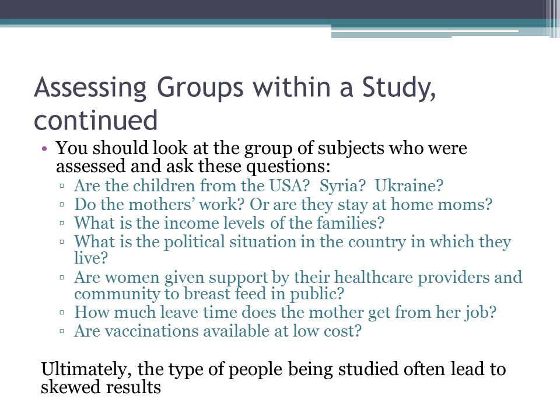So when we're looking at a study, what we really have to identify are the groups that are being studied, because ultimately the type of people being studied often leads to very skewed results.